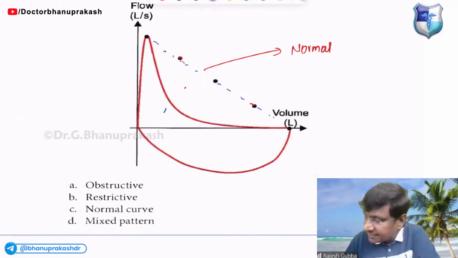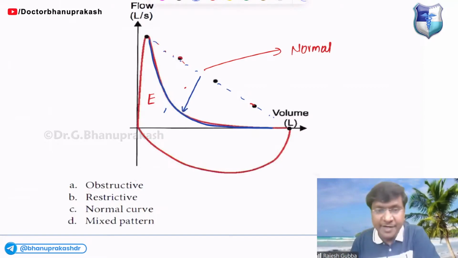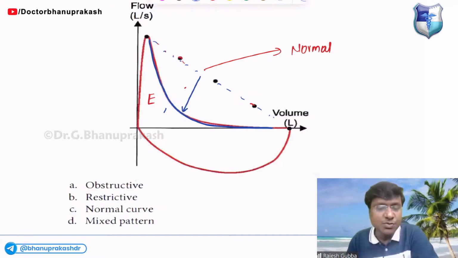You can see that the expiratory component, this is the expiratory component, is reduced. The expiratory component is being reduced. That is what you will observe in case of obstructive lung disease.